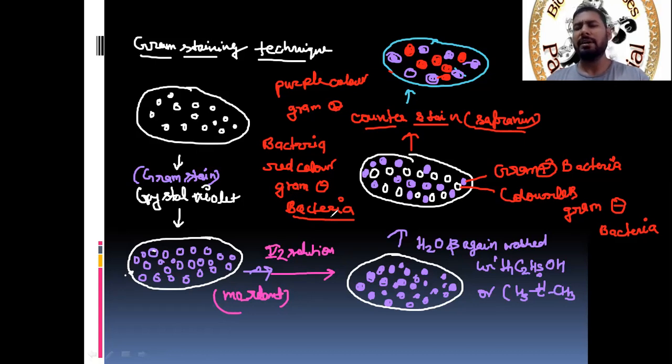After that, every scientist was not satisfied, because colorless means there is no color, so we can't say this is a gram negative bacteria. So again, they perform one more step, which is known as the counter stain, and they use safranin. In this, they use the safranin counter stain.